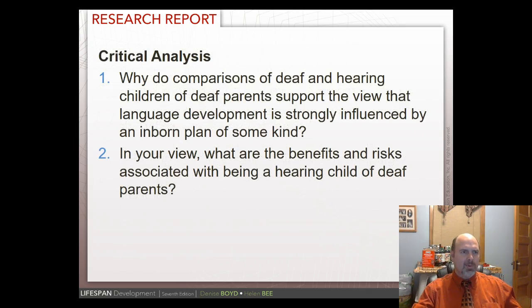So why is it important comparing deaf and hearing children of deaf parents? They support the view that language development is strongly influenced by an inborn plan of some kind. In your view, what are the benefits and risks associated with being a hearing child of deaf parents? Think about maybe the communication skills that might be different.